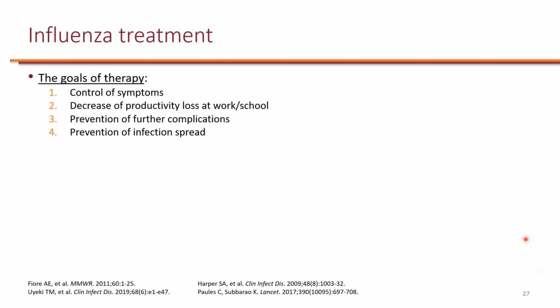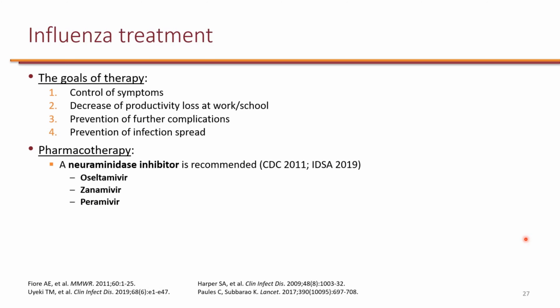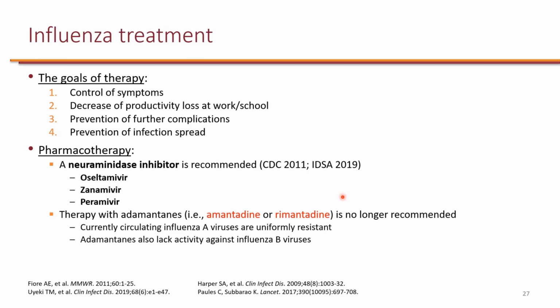The goals of influenza treatment include control of symptoms, decrease of productivity loss at work or school, prevention of further complication, and prevention of infection spread. Pharmacotherapy of influenza primarily revolves around neuraminidase inhibitors. We have 3 neuraminidase inhibitors available on the market: oseltamivir, zanamivir, and peramivir. Both the 2011 CDC guidelines and the 2019 IDSA guidelines for influenza recommend neuraminidase inhibitors. Therapy with adamantane is no longer recommended because the currently circulating influenza viruses are uniformly resistant to these agents.